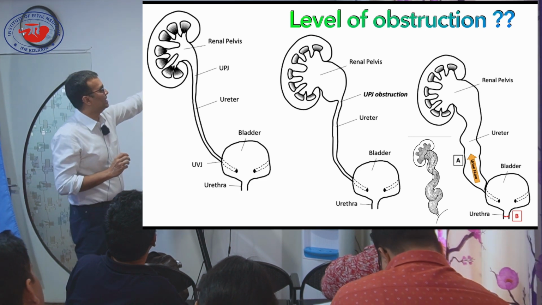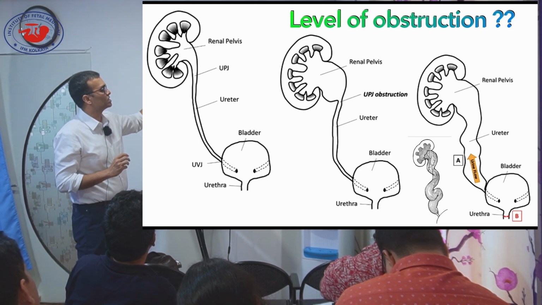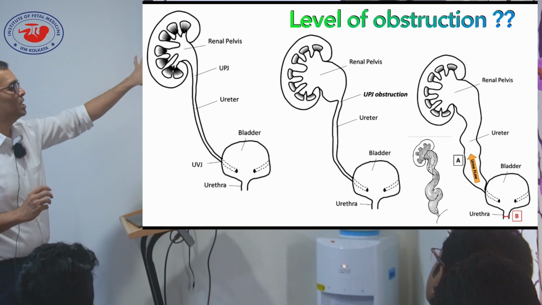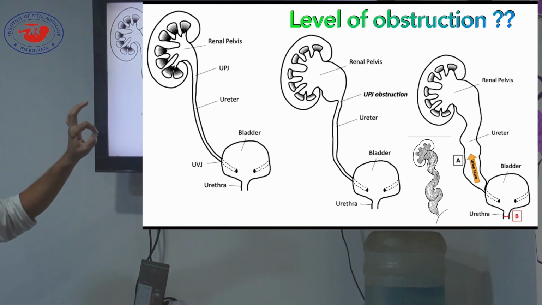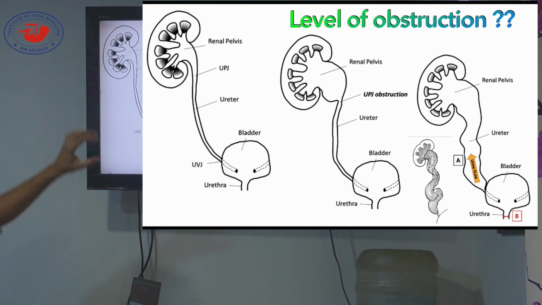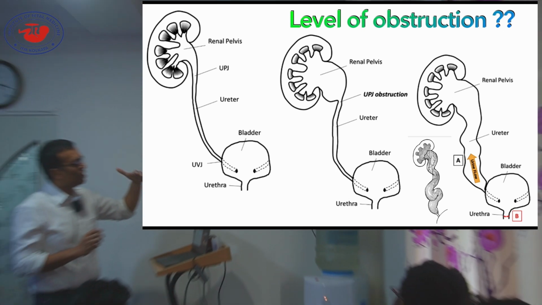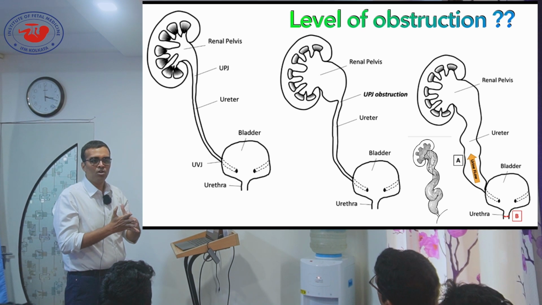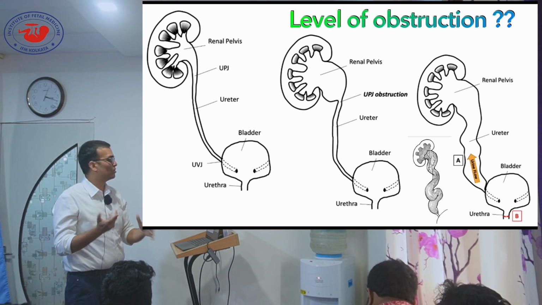If you are seeing only a dilated, ballooned up collecting system, but the ureter is not at all seen, then you know the obstruction is somewhere very proximal, probably at the level of the UPJ, ureteropelvic junction obstruction, probable. But if you see the ureter dilated along with the collecting system, or even the ureter is dilated, tortuous, then you should suspect obstruction at the lower level. Might be at the level of the vesicoureteric junction, or might be even at the level of the bladder neck, urethra, or whatever.